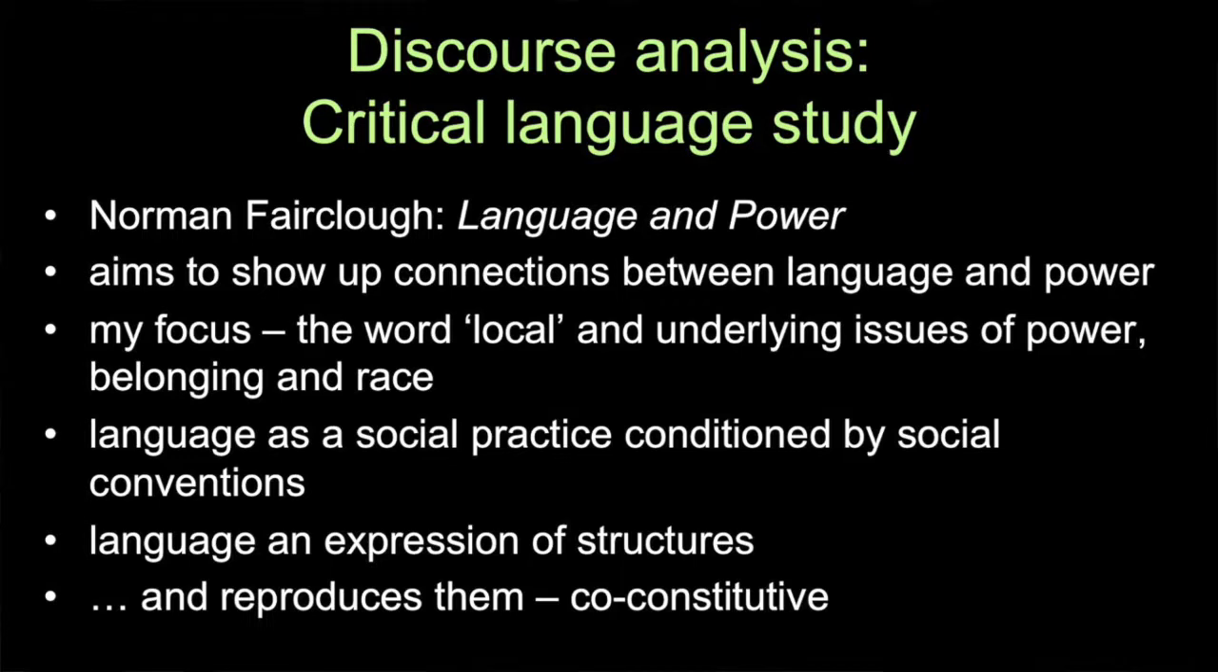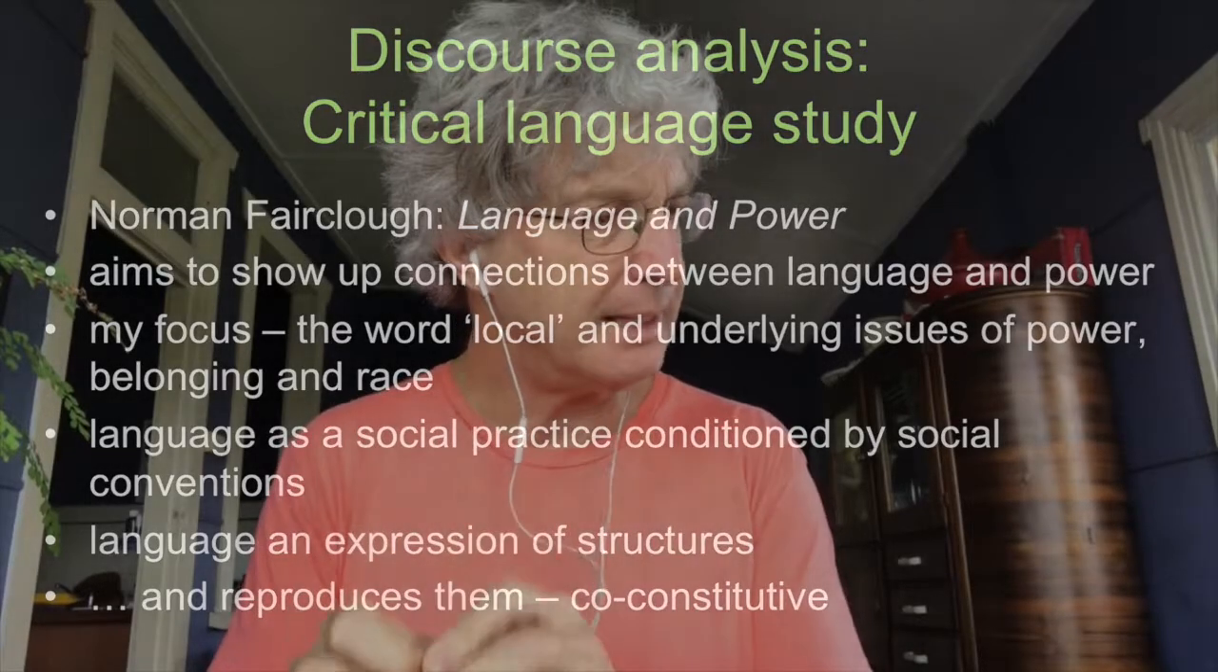And I guess Fairclough, in his understanding of discourse, sees discourse as about use of language as a social practice that's conditioned by social conventions. Therefore, language both is an expression of social structure, as well as something that produces social structures. It's in a co-constitutive relationship, in other words. Language produces structures, and it gives expression to those structures. So the word locals, I would be arguing in this sense, is giving some expression to social structure around belonging, place, and identity.